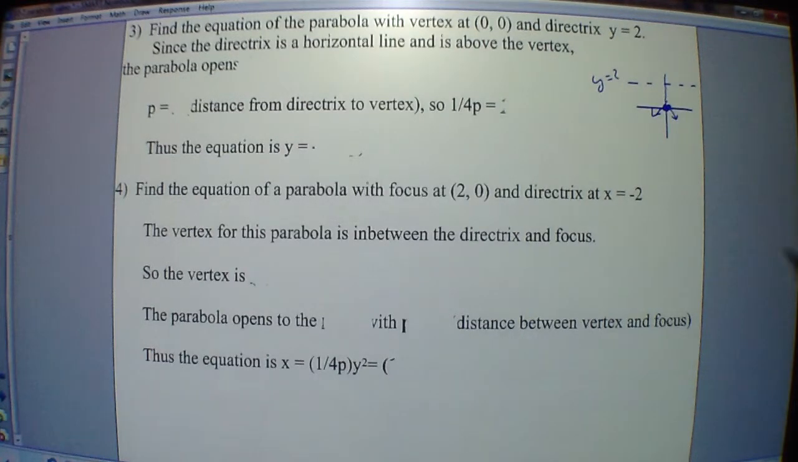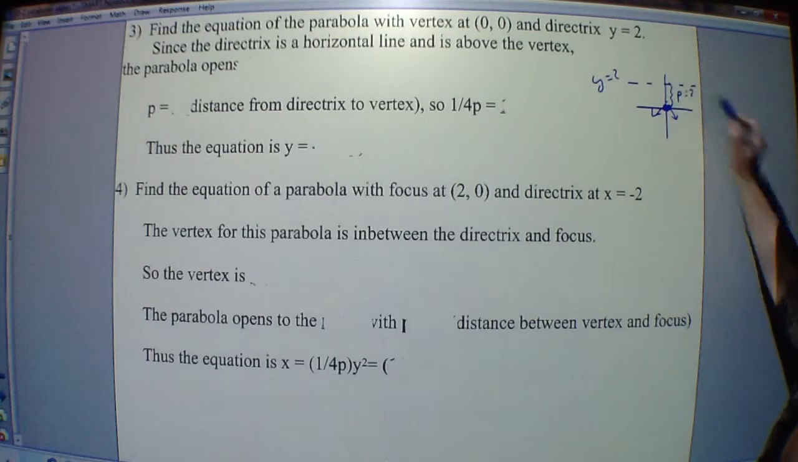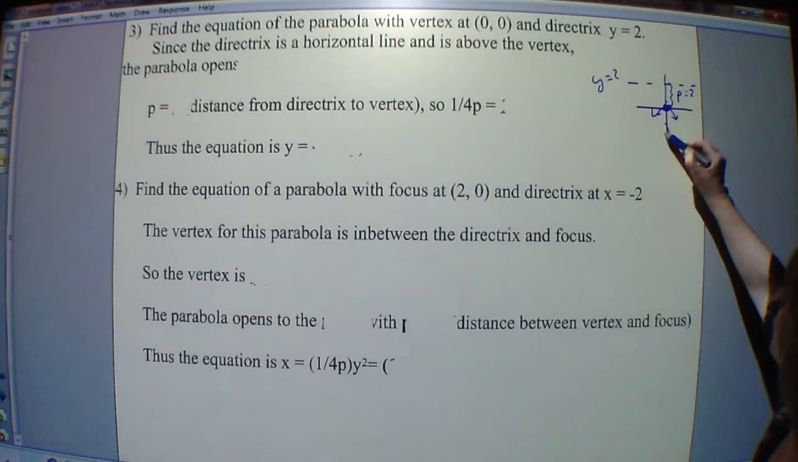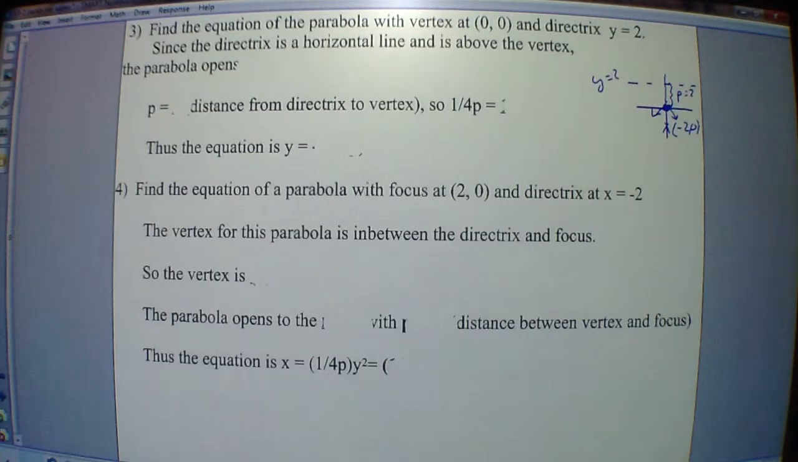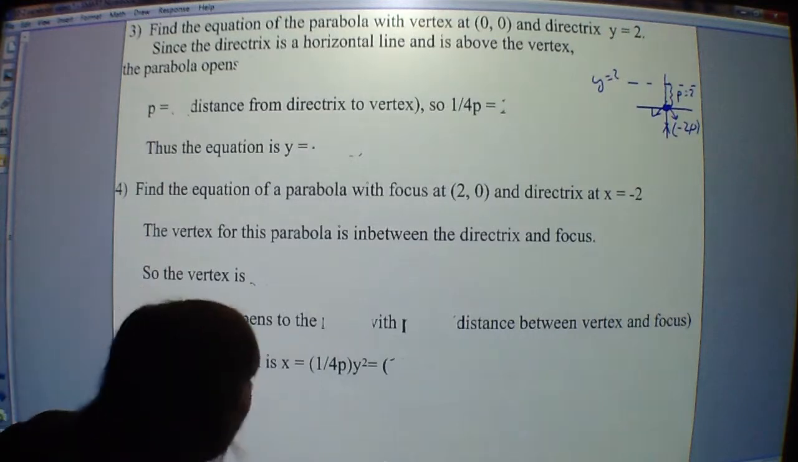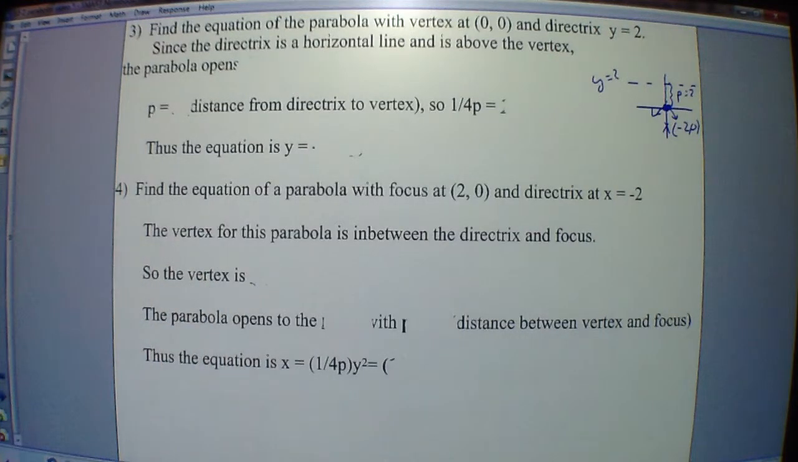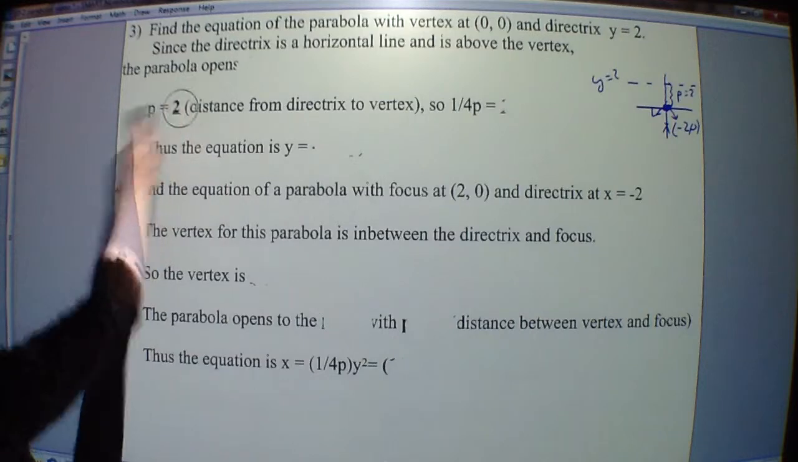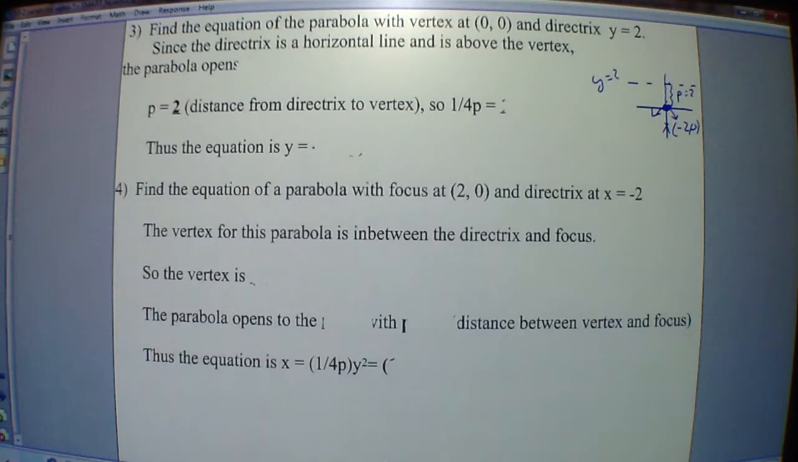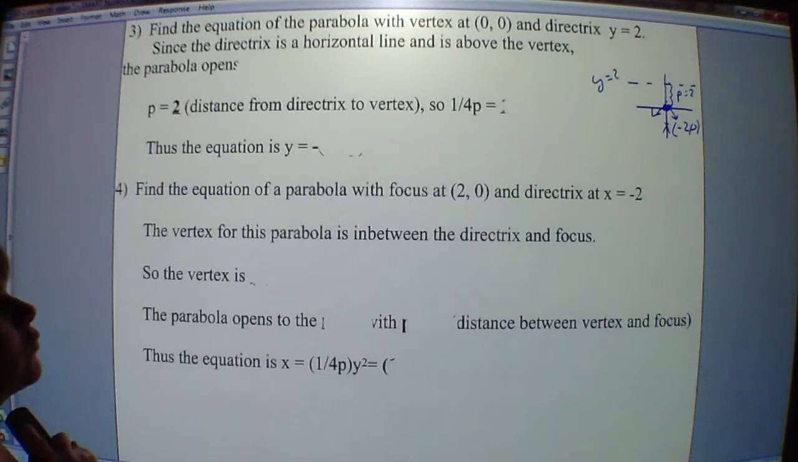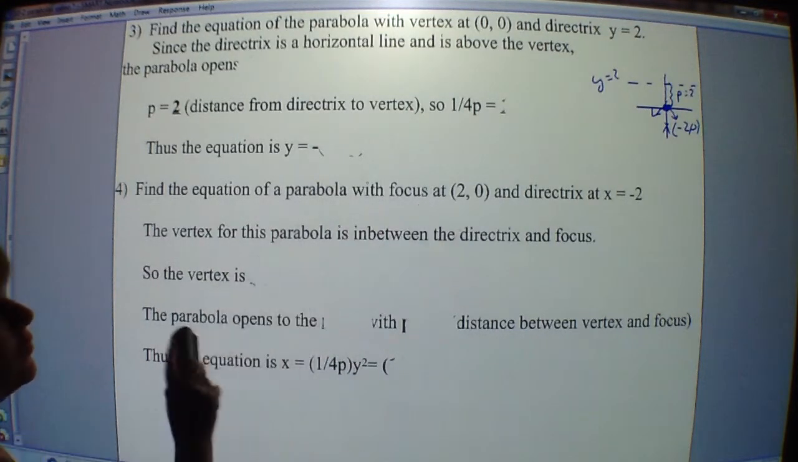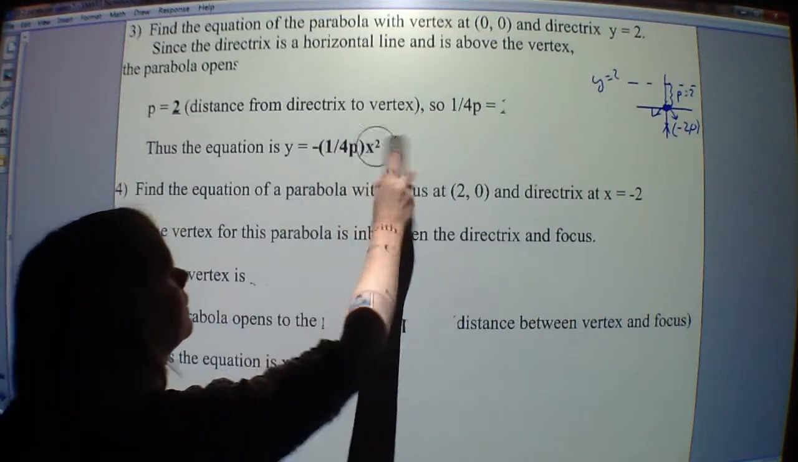This distance right here is my distance p. So that's 2. I have a focus point right here that's 2 down this way, so that's (0, -2). My distance is p. So now my equation, opening down, I said p is 2. Opening down, the equation would be negative something: negative 1 over 4p. p is 2, so it's negative 1 over 8 x squared.